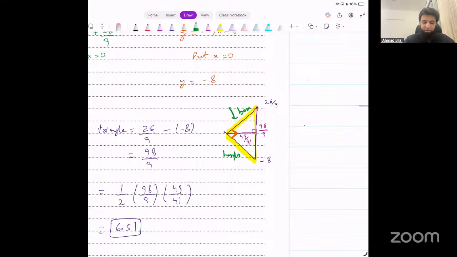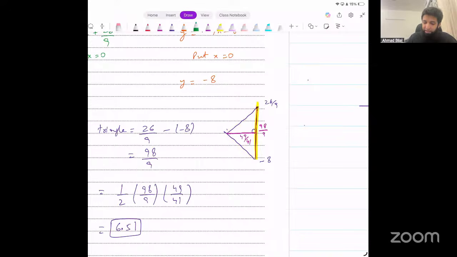What I have done here is I've taken some other sides as base and height because they were slightly more efficient in this case, I thought. Since we already have the y-intercepts, we've got this point here and this point here. This yellow line that I've shown here is the y-axis. So this is a vertical line.